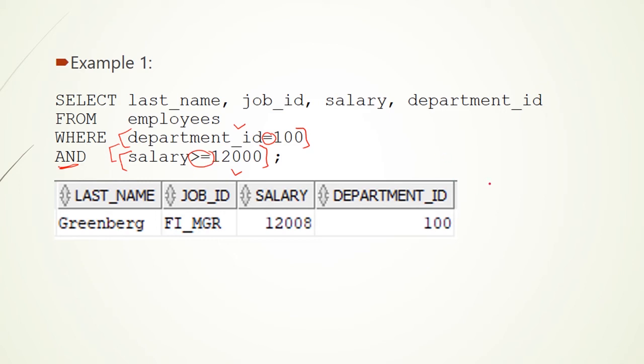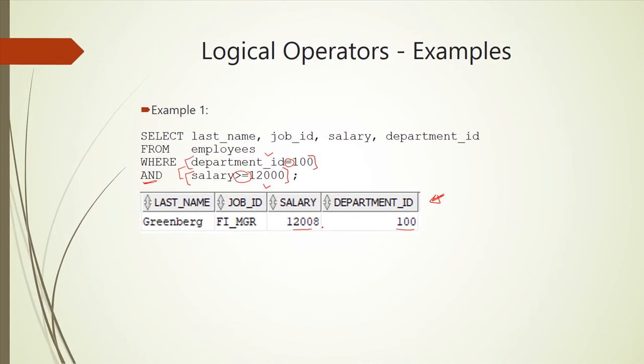So as we can see, this is the output of the SELECT statement. Here we have only one record. As we can see, the salary is greater than or equal to 12,000 and the department ID is 100. So both conditions, as we can see, are true.